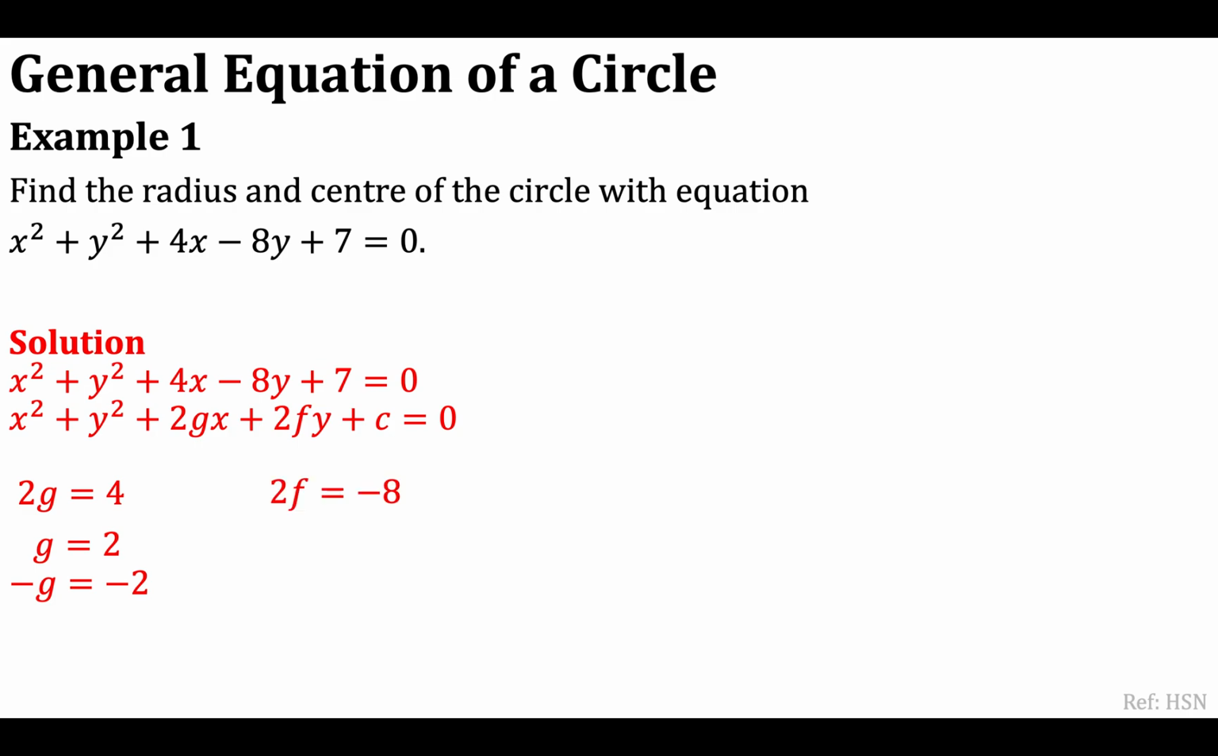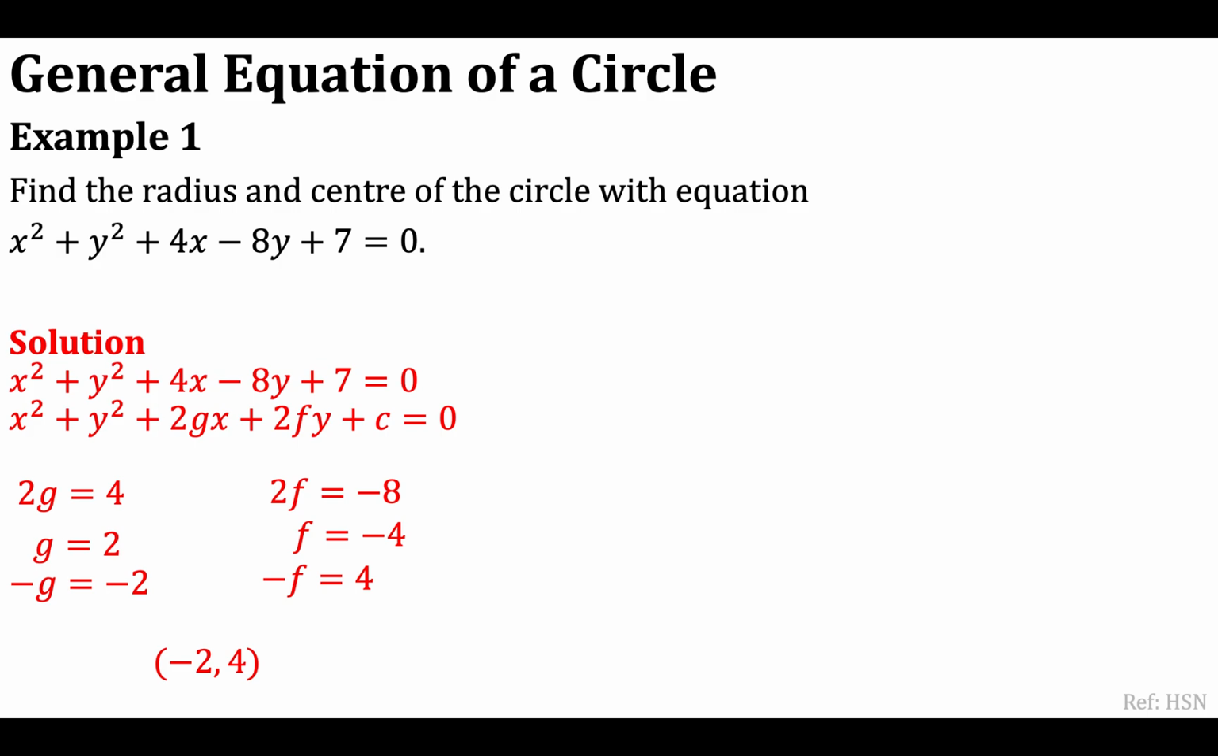This time I need the y-ordinate of my centre point. So I'm interested in negative f this time. So looking at 2f, that's the coefficient of y, and that's negative 8. So 2f is equal to negative 8, meaning f is negative 4. And we're interested in negative f. So negative f is equal to positive 4. That means the centre of my circle is negative 2, 4.